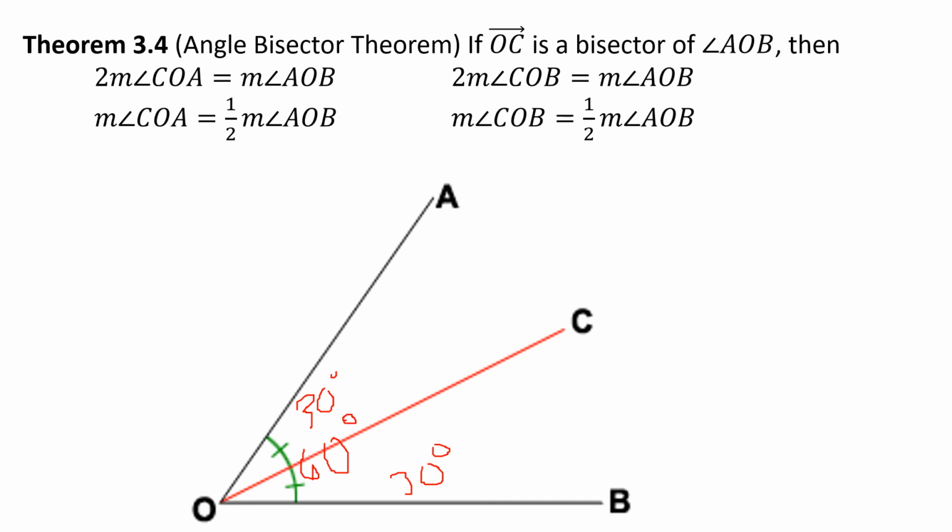So, twice the measure of our angle COA is equal to the measure of our angle AOB, which is correct. And then, the measure of angle COA is just half the measure of angle AOB. So, the same also goes for angle COB and AOB.